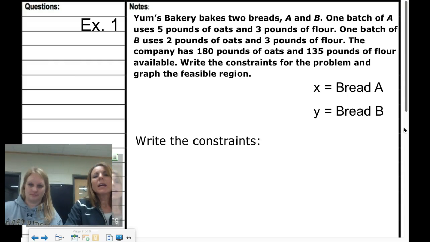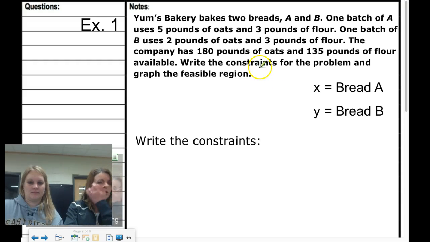Example 1. Yum's Bakery bakes 2 types of breads. We have bread A and bread B. We're not going to color code based on A and B, but we're going to color code based on what the bread is made up of. Every time we see oats, we're going to color that a certain color, yellow.